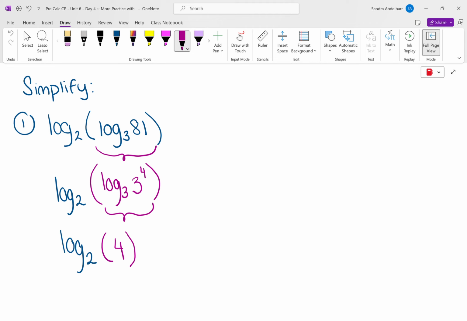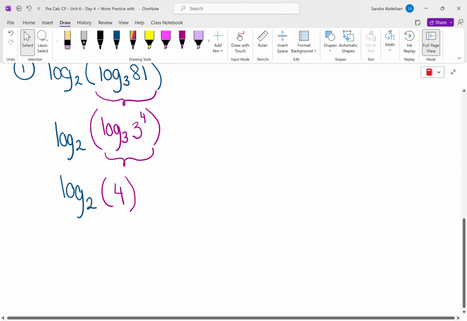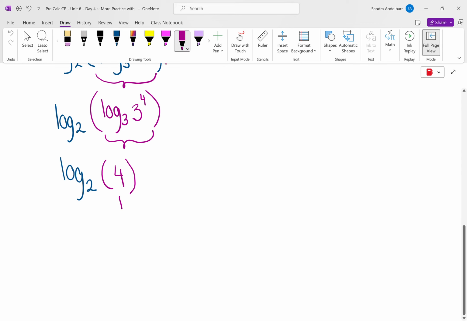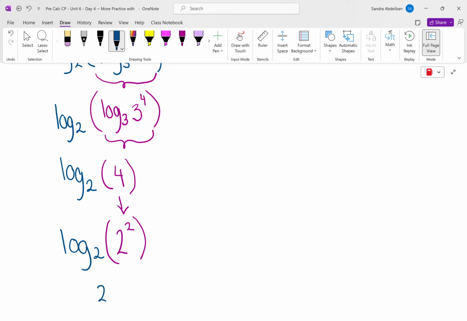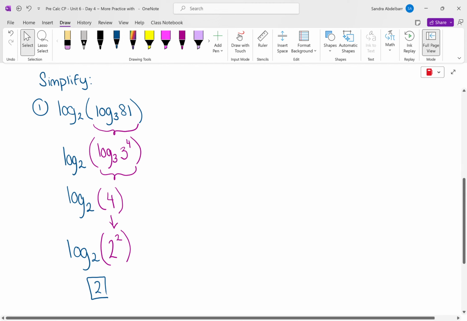Anybody confused with how we got 4 there? We're good? Okay, so guess what I'm going to do again? I'm going to change 4, even though we could probably do this in our heads. I'm going to change this into 2 squared. So now we have log base 2 of 2 squared, which is 2. All right, next one.